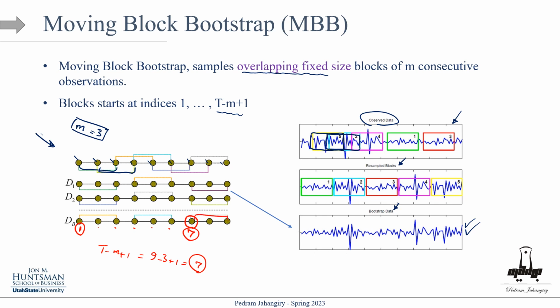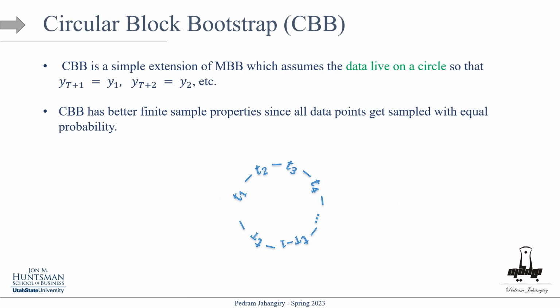And as you can see, one thing you may notice is that the very last observations are only going to be repeated once in this block, right? So maybe we should fix this problem, and this is exactly the motivation for the circular block. The circular block assumes that the data lives in a circle, so now we can connect the first observation to the very last observation, and we can build more blocks on top of that. Then the very last observations are going to be repeated the same number of times compared to the other data observations.